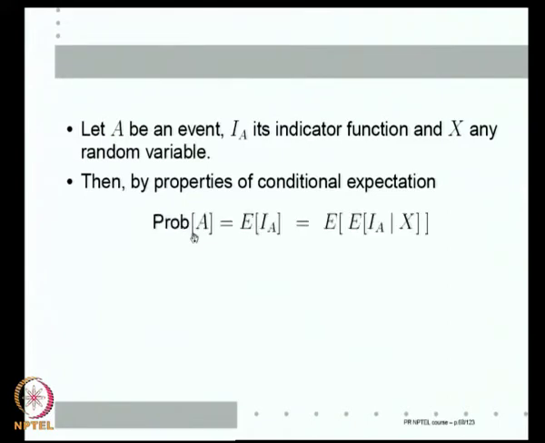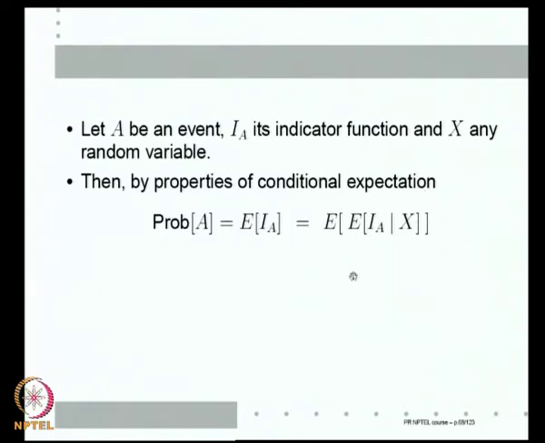Then, we have already seen some properties of conditional expectation. The probability of A is the expected value of I A. The indicator random variable takes only 2 values, 1 and 0, and it is 1 whenever A occurs. So, the expected value of I A is the probability of A, that all of us know, and we know expectation is the expectation of conditional expectation. So, the expectation of I A can be written as the expectation of the expectation of I A given X. The outer expectation is with respect to the distribution of X, because the inner conditional expectation returns a random variable that is a function of X.